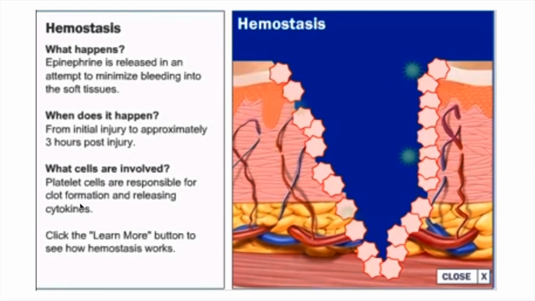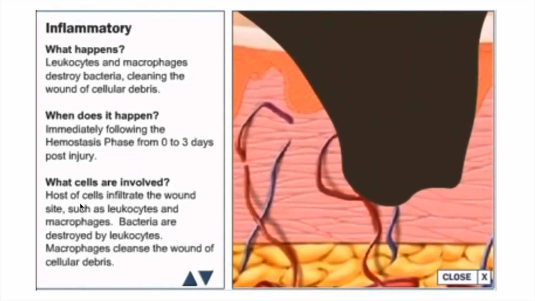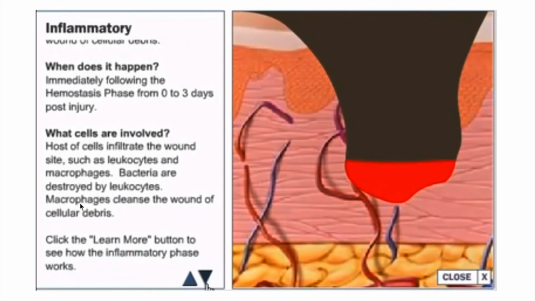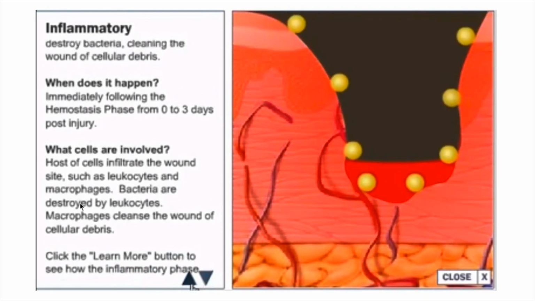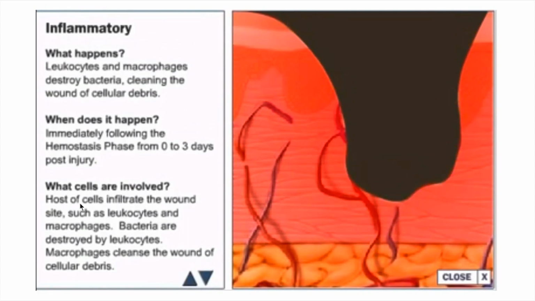Following hemostasis, the inflammatory phase begins. The local signs and symptoms that occur during the inflammatory phase are swelling, increased fluid, perfusion of blood, redness, release of epinephrine and histamine, heat, histamine response, and pain. The inflammatory phase is characterized by a host of cells, leukocytes and macrophages, infiltrating the wound sites. Bleeding is controlled by hemostasis. Any bacteria that is present is destroyed by leukocytes, particularly the polymorphonuclear neutrophils.